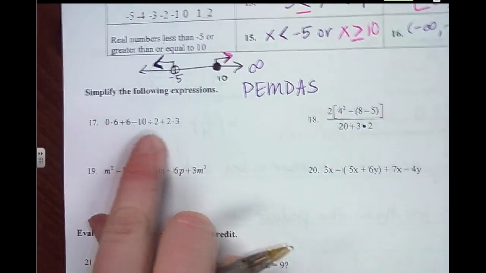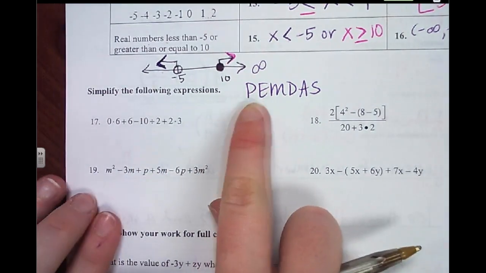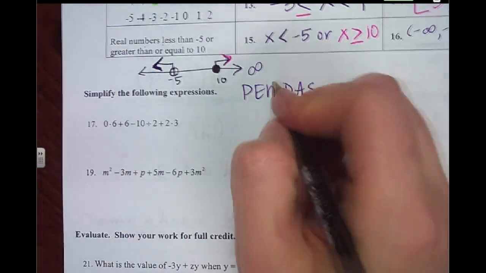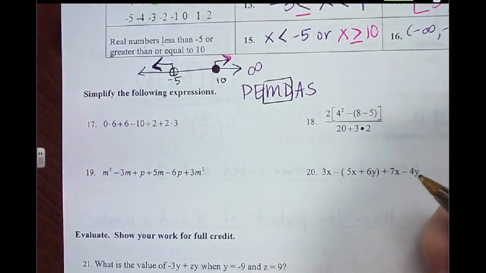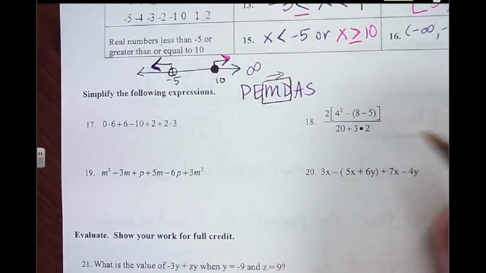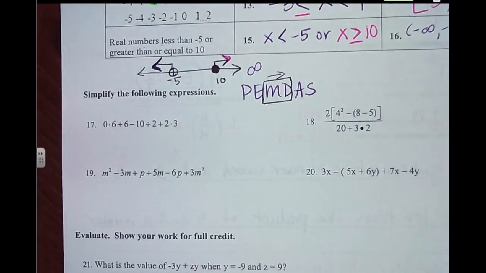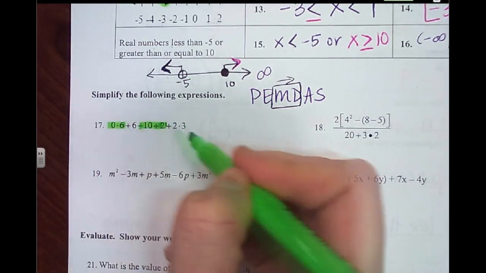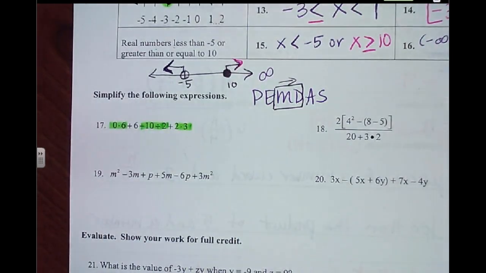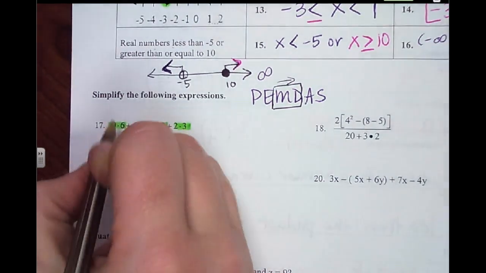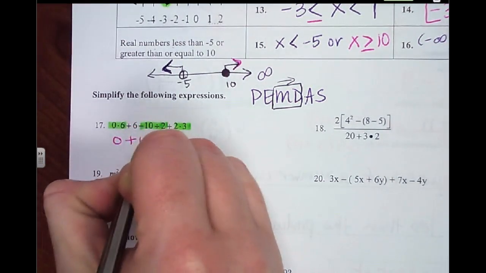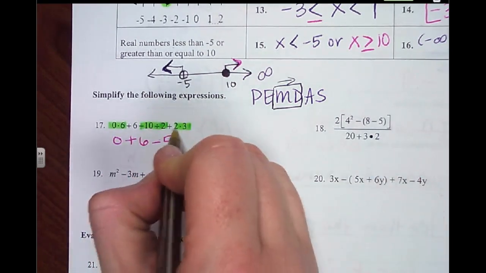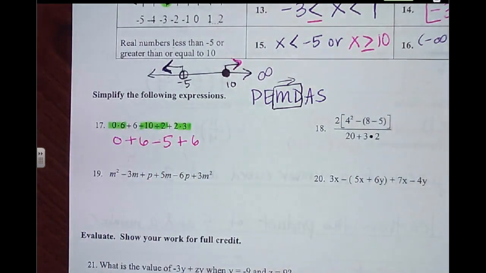Okay, now this first one is kind of weird. There's no parentheses, there's no exponent, so I'm going to go to multiplication and division. Remember, when you do these two, you just work them from left to right. As I move along here, I've got a 0 times a 6, I've got a -10 divided by a 2, and I've got a 2 times a 3. So that's what I'm going to do from left to right. So 0 times 6 is 0, plus 6, -10 divided by 2 is -5, 2 times 3 is +6.